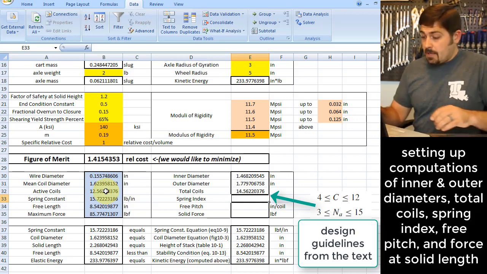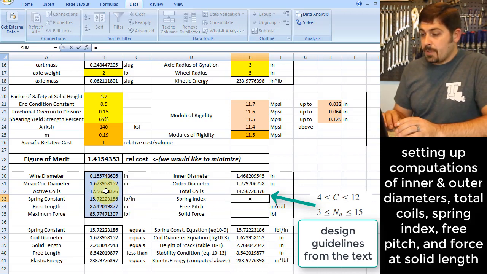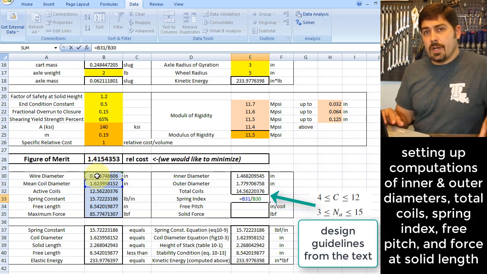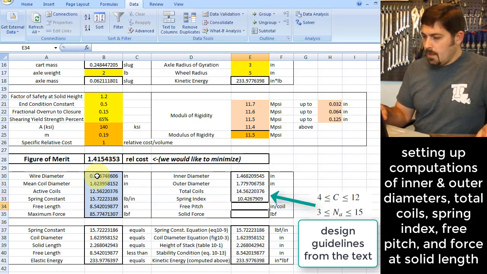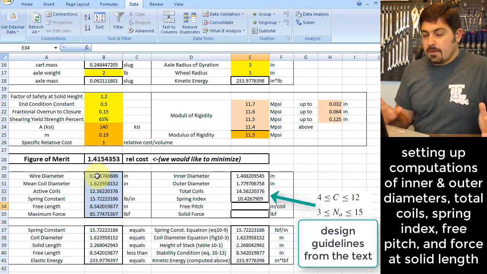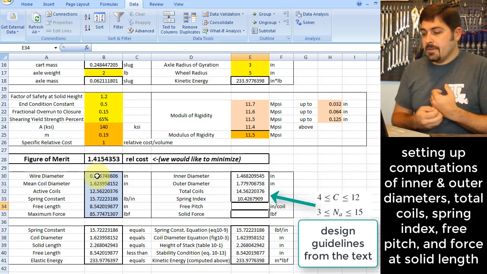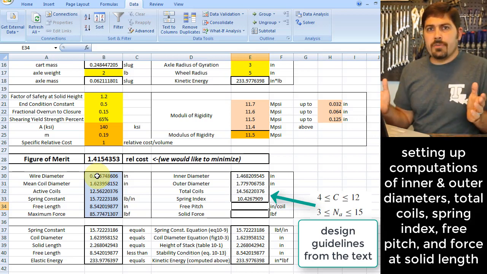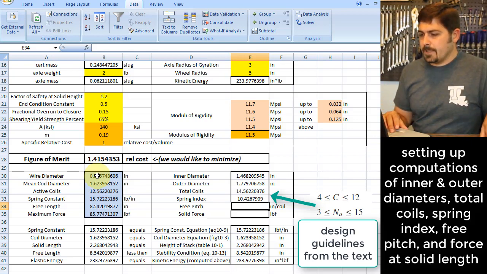Spring index, this is sometimes something that we like to know about. So spring index is just mean coil diameter divided by the wire diameter, which I believe is equation 1 in the text. Okay, and in case you're interested, it does give you some guidelines for what that spring index should be. I believe it's 4 to 12 might be what it says. Anyway, it looks like we are well within our range of acceptability for the spring index.